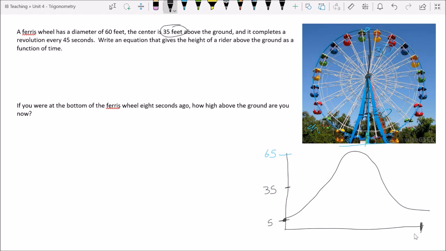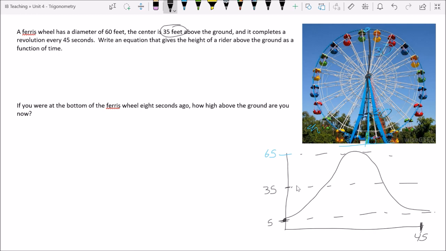That's going to happen every 45 seconds. So I got my mid that goes through here, I've got my high, and I've got my low. Now notice, this is a really rough sketch. It's a plenty good sketch to write out this equation though. Okay, so now we get to decide, do we think this is a sine or a cosine?